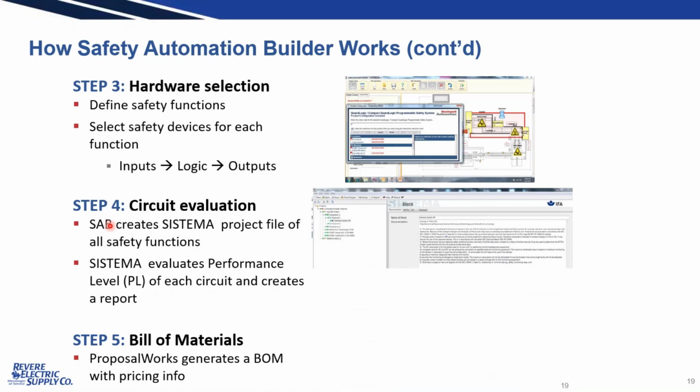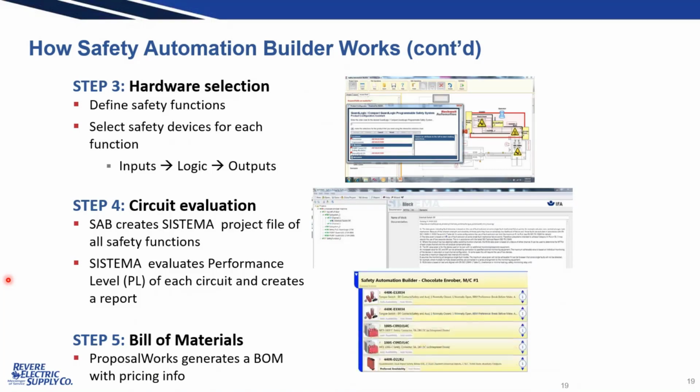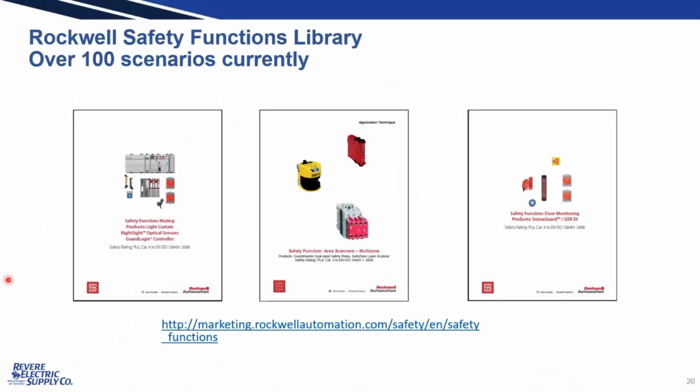We'll do your circuit evaluation. SAB creates a SISTEMA project file of all the safety functions. It evaluates your performance level of each circuit and creates a report. It'll also help you generate a bill of material with pricing info.